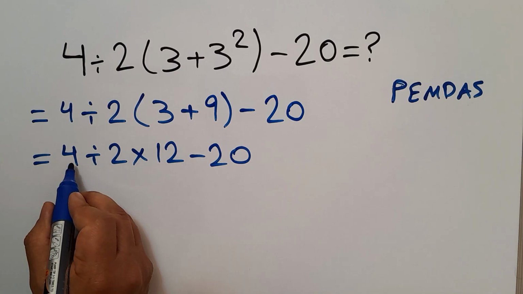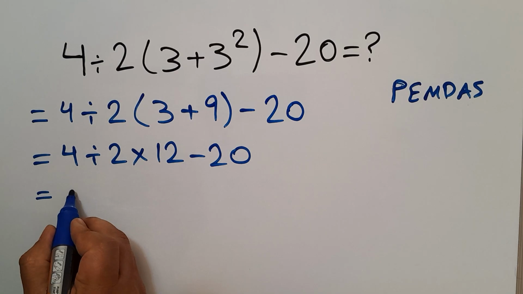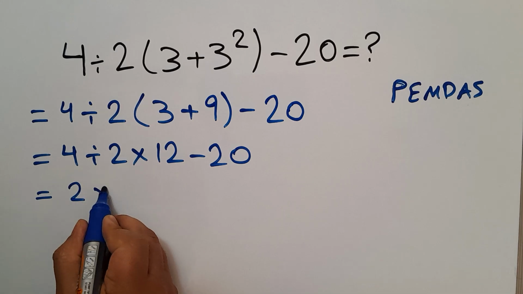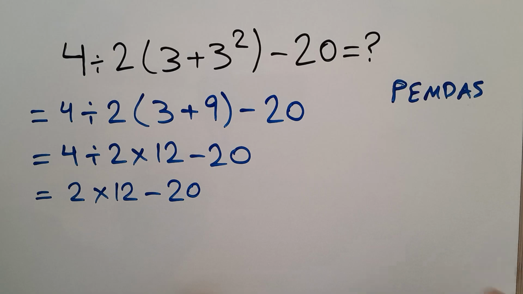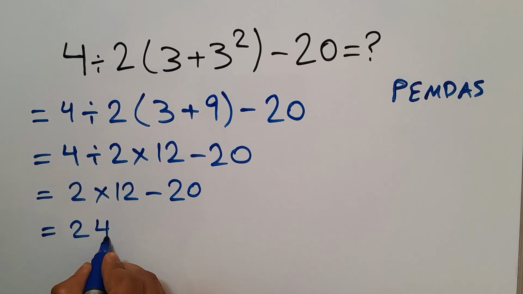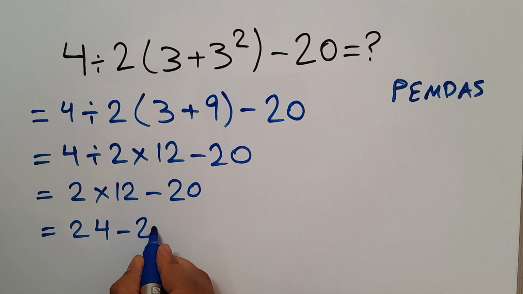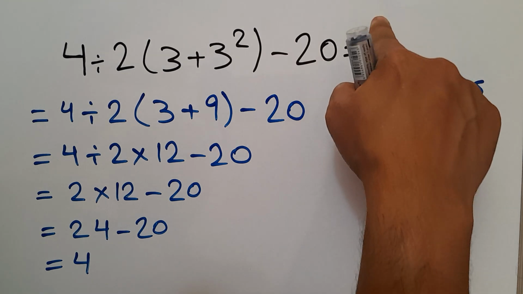So first we do 4 divided by 2, and 4 divided by 2 equals 2. 2 times 12 minus 20. 2 times 12 equals 24, and 24 minus 20 gives us 4. Therefore, our final answer to this problem is 4.